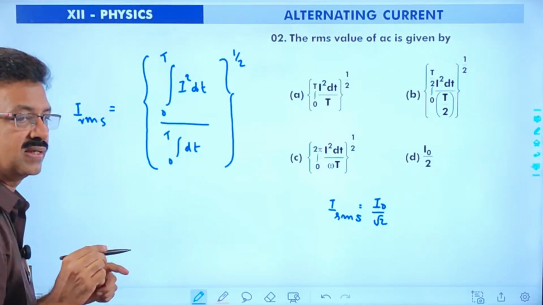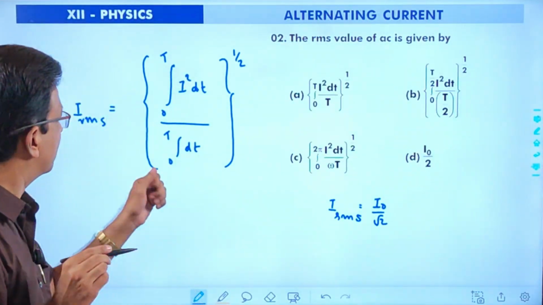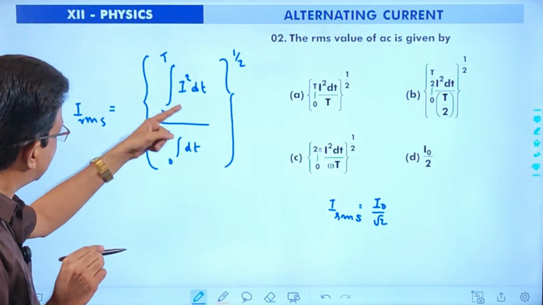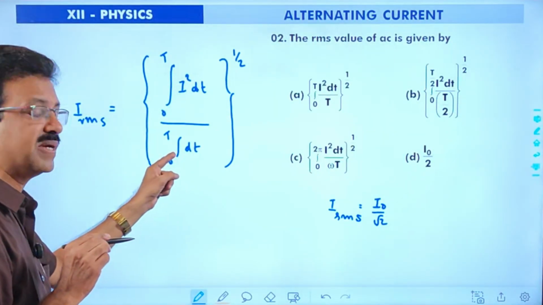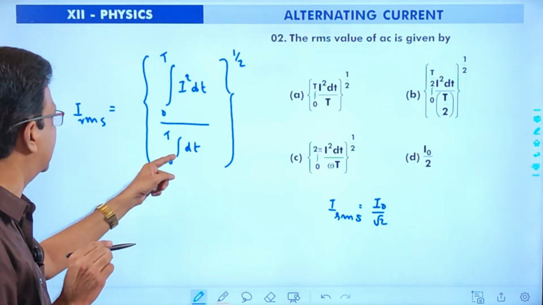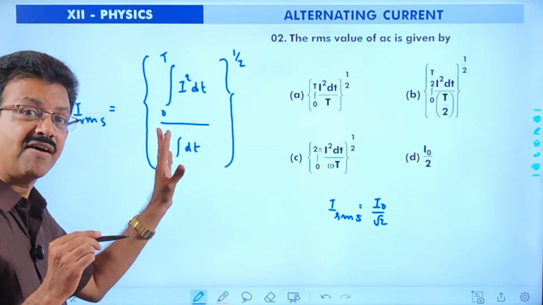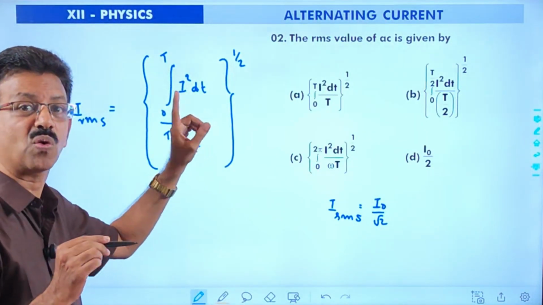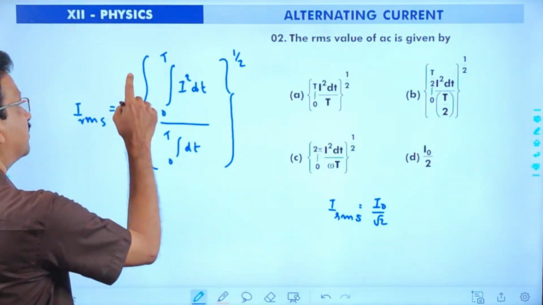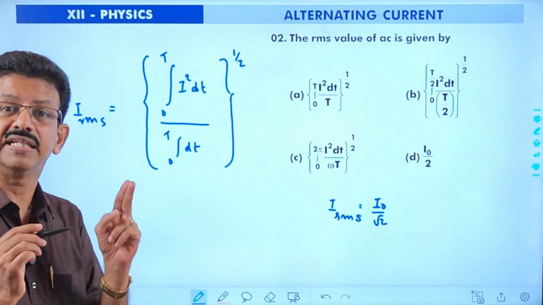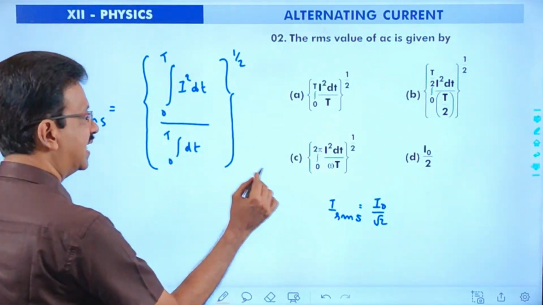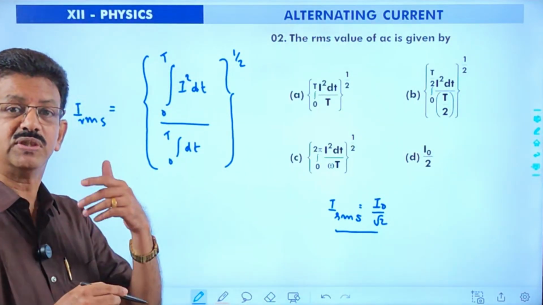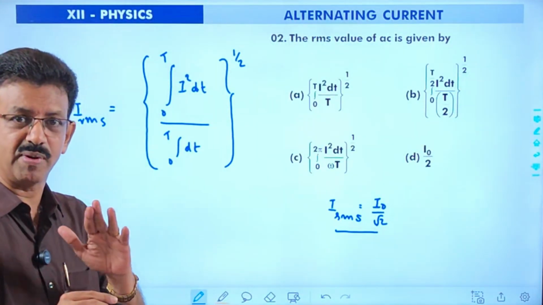IRMS equal to root mean square value. First summation of the square values over one cycle, then divided by total time interval during one complete cycle. Then we get the average value of the squares. Then take the root raised to half. Root mean square. Substituting the value of I as I0 sin omega t, we get the result IRMS equal to I0 by root 2. Similarly, VRMS equal to V0 by root 2.